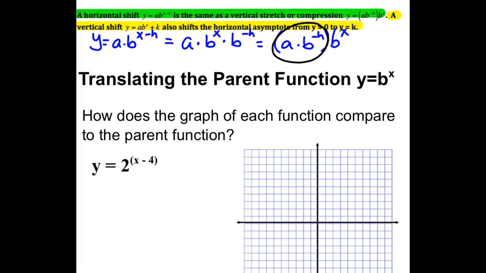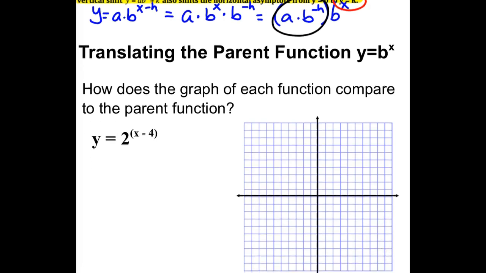All right, the other piece here in yellow, a vertical shift. So now if we have that k value at the end and we're moving things up and down, it's also going to move that horizontal asymptote. So our asymptote's going to move to whatever that k value is. All right?